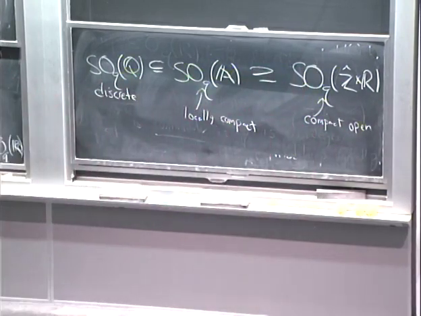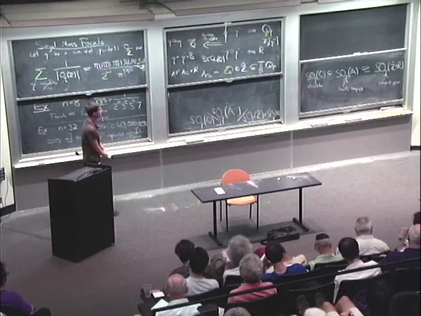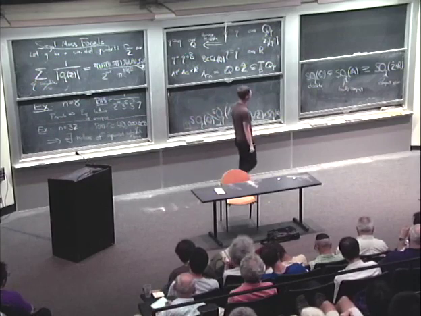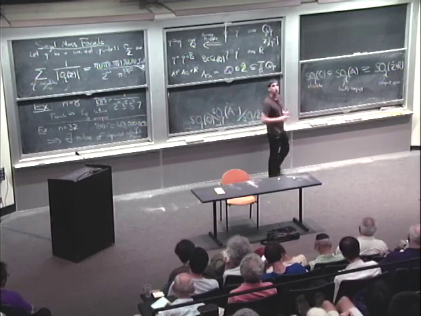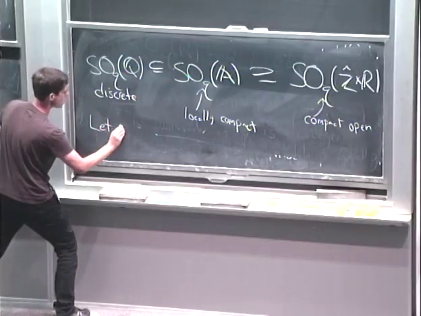So now I want to analyze this using tools from the theory of locally compact groups. So in particular, any locally compact group has a left invariant measure which is unique up to scaling. So let me denote such a measure by mu.